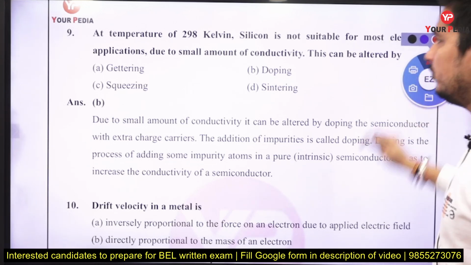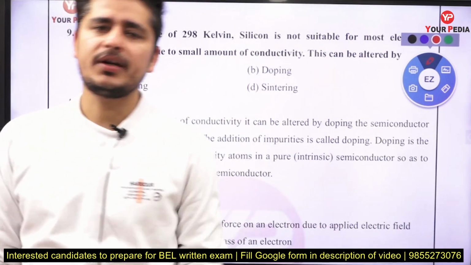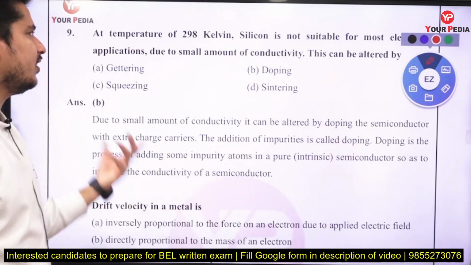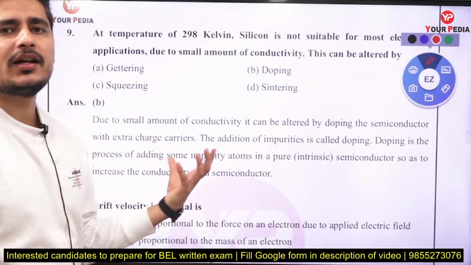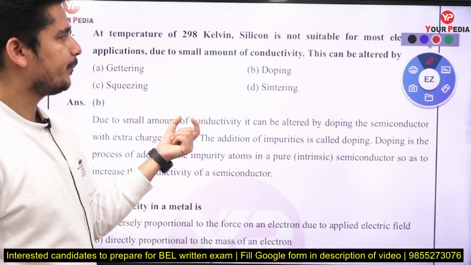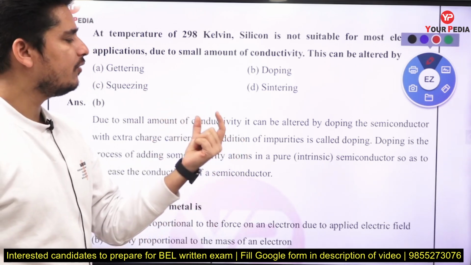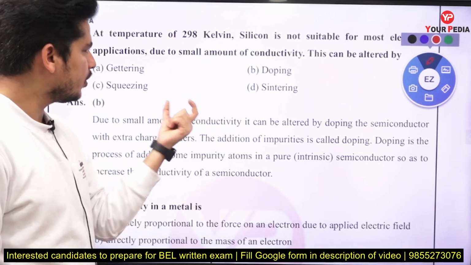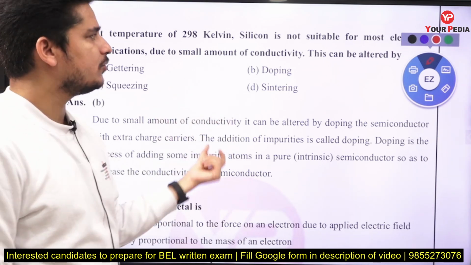See, basically what you are seeing, you have a pure silicon and you put that at room temperature, that is 298 or 300. Sometimes we take it 298, 25 degrees centigrade, or 300. At room temperature, if you take a pure silicon, the conductivity of pure silicon is not that much. It is a very small quantity.